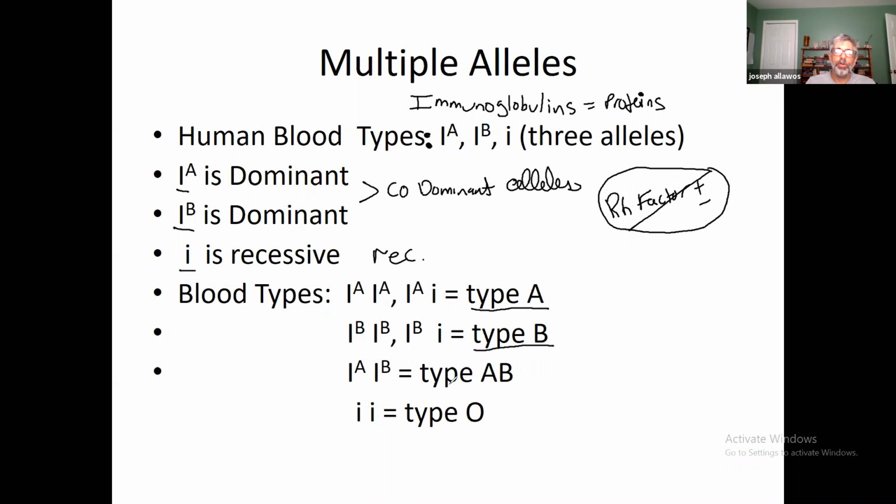But what if you get one of each of these, an I to the A and an I to the B? Well, they're both dominant. So we can't say you get I to the A or I to the B, so what do we call it?